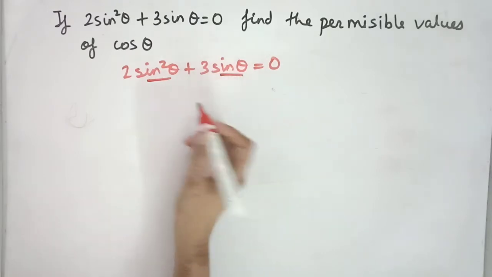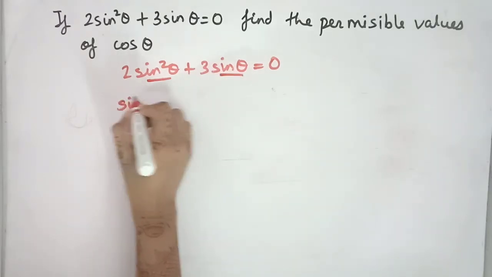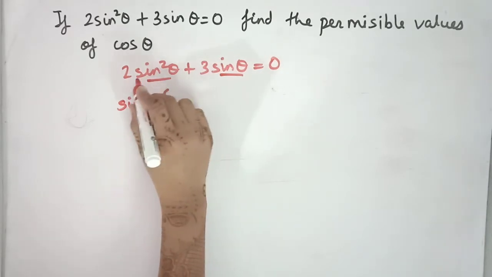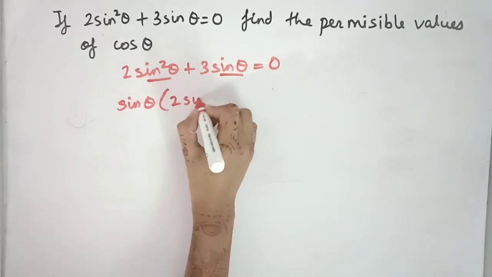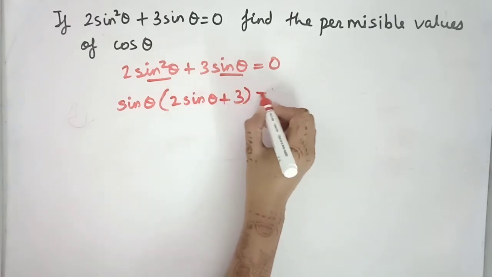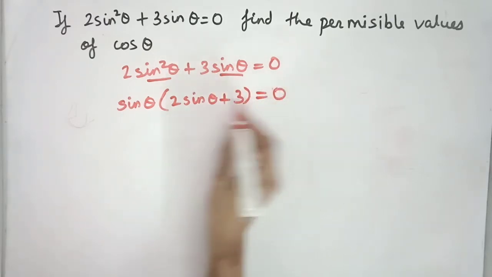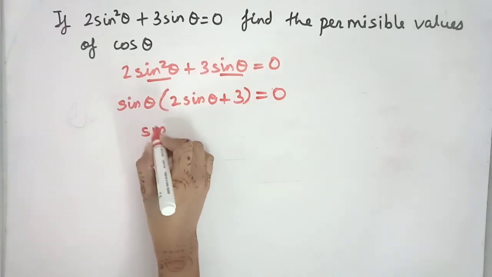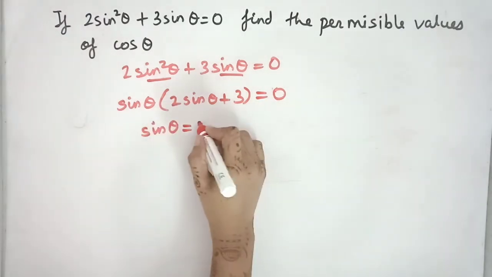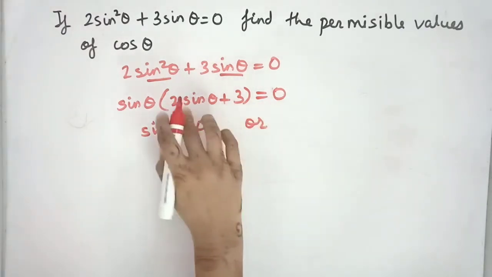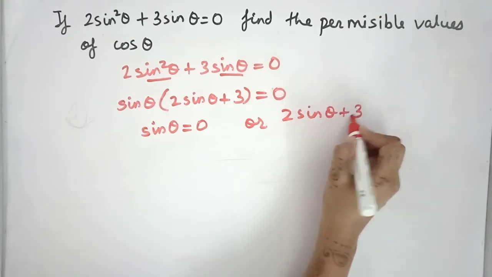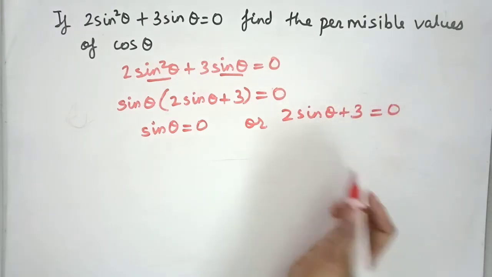Now here sin theta is common in both. We will take sin theta as common. Here the remaining will be 2 sin theta plus 3, which will equal 0. Now we will split it just like the factors. Sin theta will be equal to 0 or 2 sin theta plus 3 will be equal to 0.